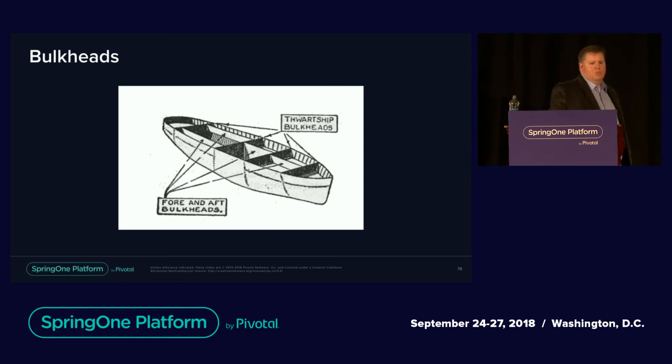Now, what does that have to do with software? Well, we're talking about dividing things up. We can divide things along the dimension of thread pools. We can divide it along the dimension of service boundaries, availability zones, regions. And so we can start to bulkhead our system with respect to interesting failure modes that we've identified.